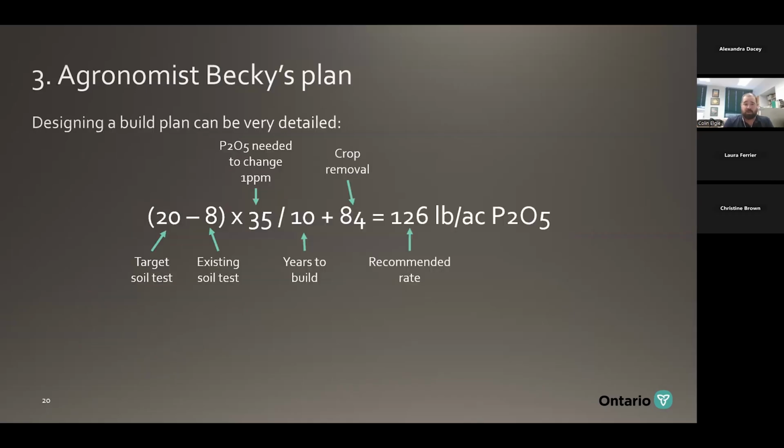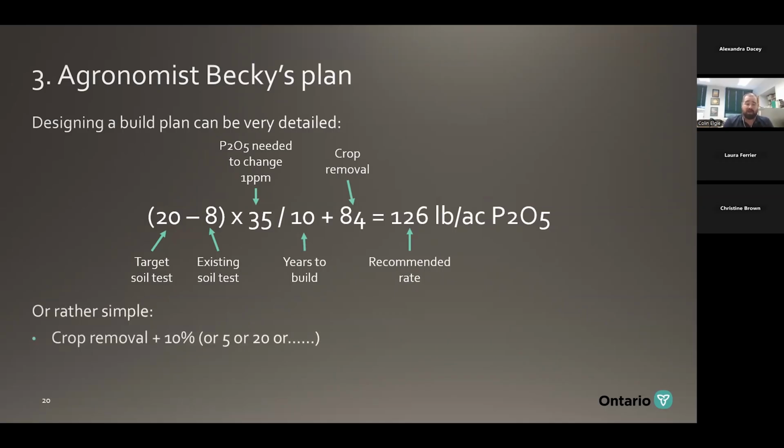So knowing Joe's target, she's designed a few different ways to look at this. This is a way to create that recommendation where you're looking at really specific targets, a specific time to build those soils. And so we've got where we're at, where we're aiming to be, the time, including that crop removal for each year of application, and coming up with a recommended rate. So it can be very detailed, and in a lot of cases, depending on the farm, you may be looking for this level of detail. It can also be rather simple.